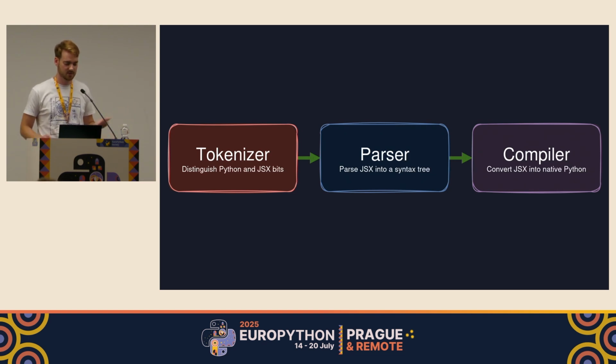There's a tokenizer, there's a parser, and there's a compiler. The tokenizer is really simple. The only thing it really needs to do is distinguish all the valid Python parts from all the JSX parts. And then the parser just takes all the JSX pieces and puts them into some kind of syntax tree that we can process later in the compiler, where we again take all the JSX pieces and turn them into some kind of native Python that we can run. And we just ignore all the other Python. We just pass it through as it is. So it's relatively simple. So let's start with the tokenizer.